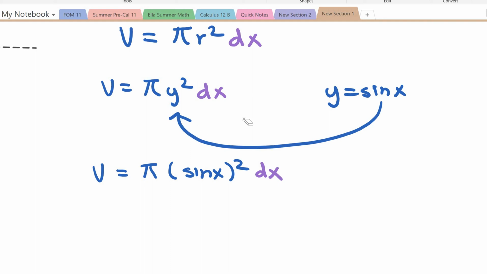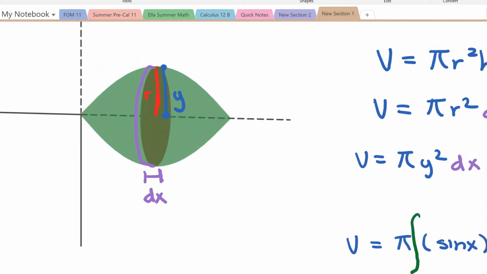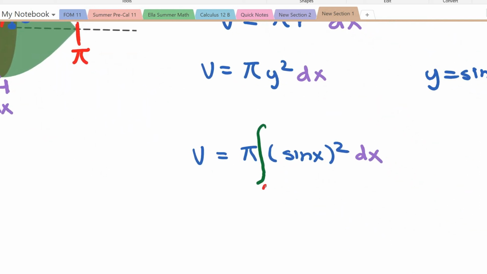So that is the volume for one of the cylinders, and if I want the volume for the entire object, I need to integrate this. There's no ones on the horizontal axis there, so I'm going all the way from 0 to pi. Okay, so my lower bound is going to be 0, and my upper bound is going to be pi.